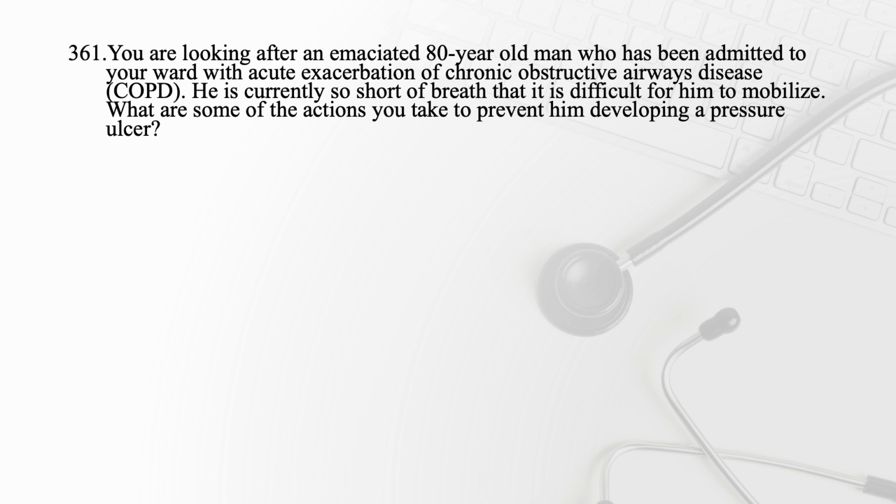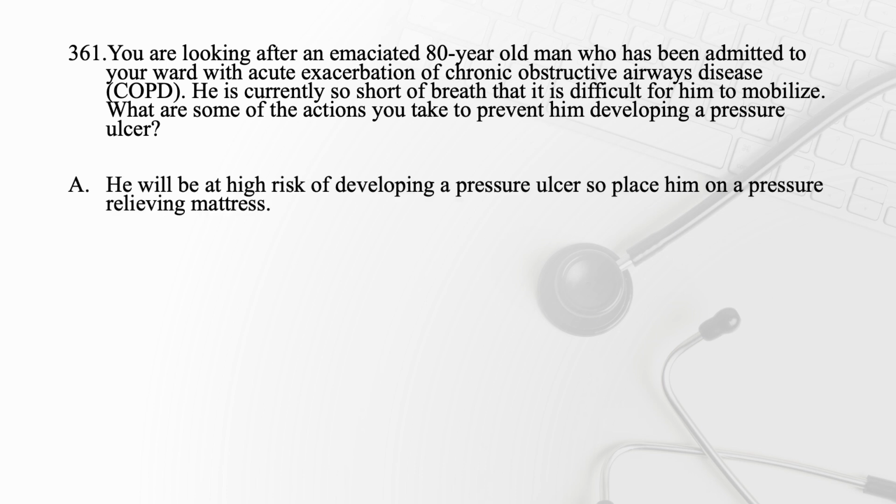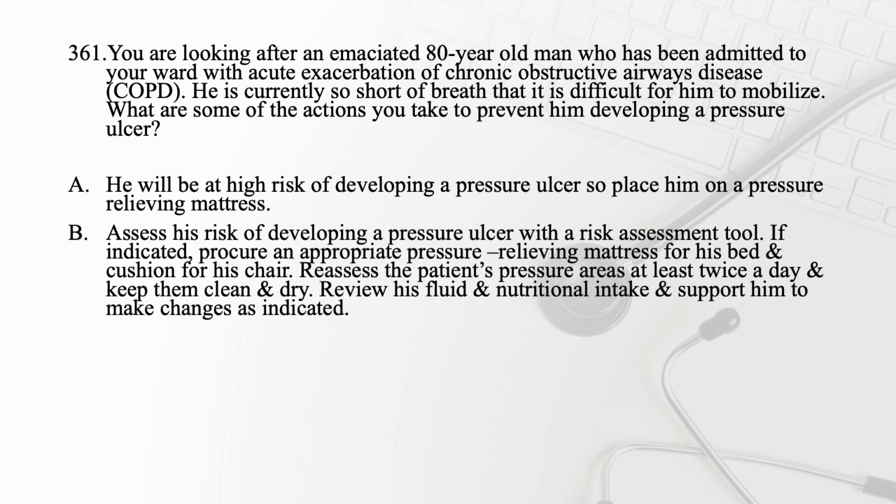Question number 361. You are looking after an emaciated 80-year-old man who has been admitted to your ward with acute exacerbation of chronic obstructive airways disease, COPD. He is currently so short of breath that it is difficult for him to mobilize. What are some of the actions you take to prevent him developing a pressure ulcer? Option A, he will be at high risk of developing a pressure ulcer, so place him on a pressure-relieving mattress. Option B, assess his risk of developing a pressure ulcer with a risk assessment tool.